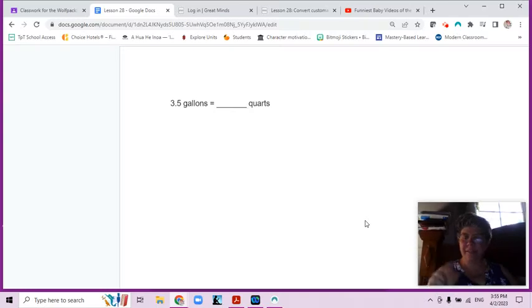Okay, here we are in video number 2 of lesson 28, and we are looking at this problem: 3.5 gallons, or 3 5/10 gallons, equals how many quarts? Hopefully this seems familiar to you. I'm just going to walk you through it step by step.